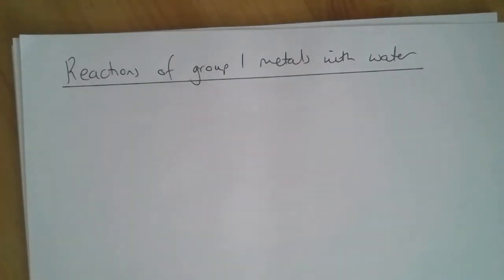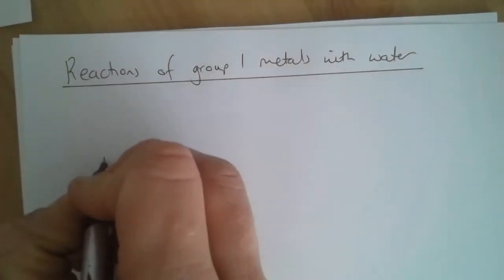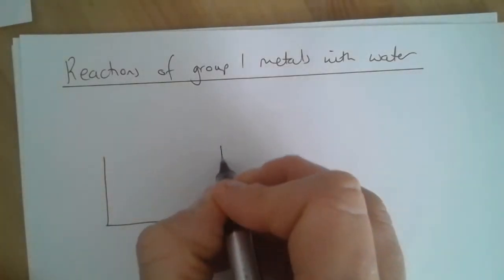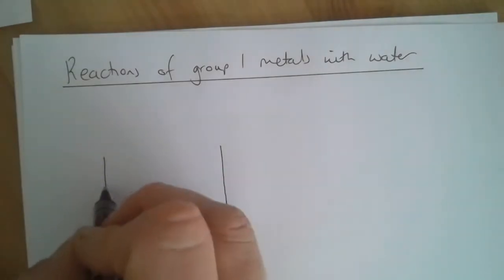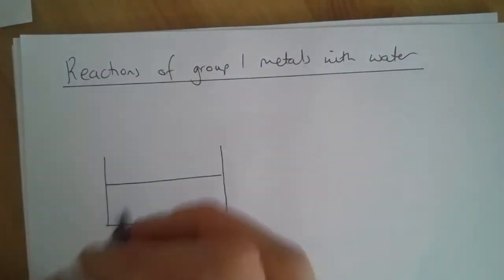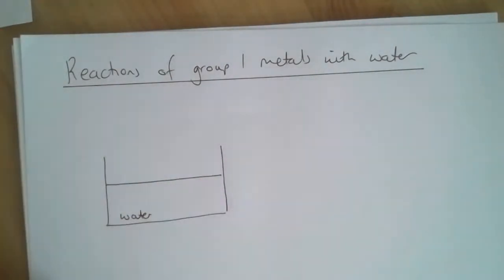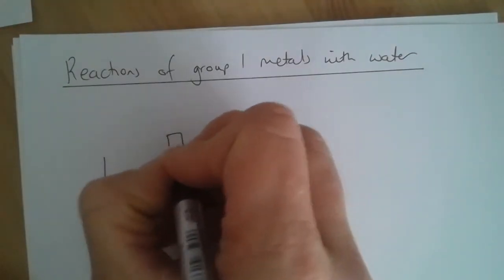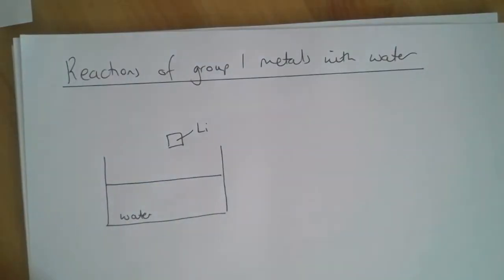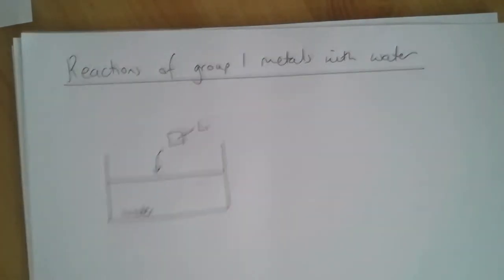Look at the reaction of group 1 metals with water. So let's think first of all about what happens if we react lithium with water. This diagram here represents a trough with some water in it, and we're going to think about what happens if I take a piece of lithium and drop that into the water trough.